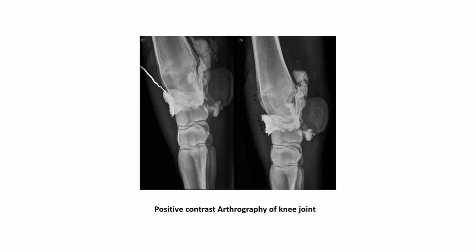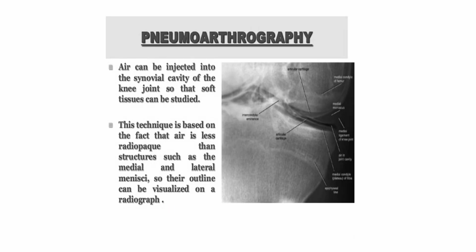This radiograph is showing a canine shoulder arthrogram. There are two techniques for arthrography, positive contrast arthrography as well as negative contrast arthrography. This radiograph is showing positive contrast arthrography of the knee joint. A positive iodine based contrast material should be injected into the diarthrodial joint and a radiograph taken immediately after the injection.